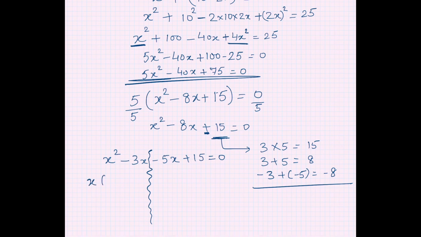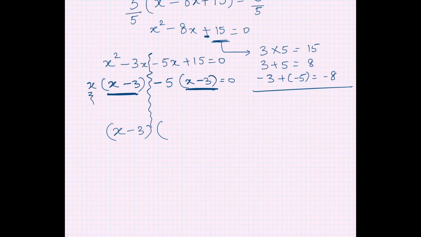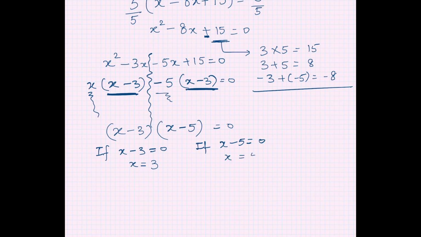In the first pair we take x common and we get x minus 3 left. In the next we take 5 common, giving x minus 3. So x minus 3 is common, and we can take x minus 3 common and we are left with x minus 5. So (x minus 3)(x minus 5) equals 0. Now any of these brackets can be 0 to make it 0. So if x minus 3 is 0, x will be equal to 3, and if x minus 5 is 0, x will be equal to 5.